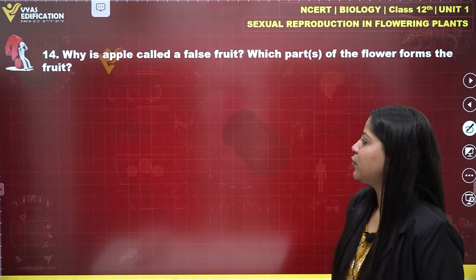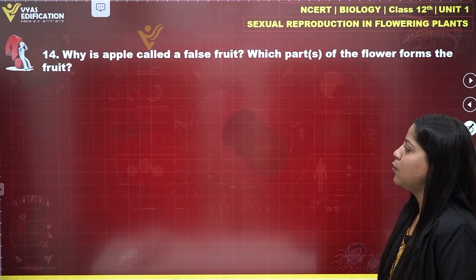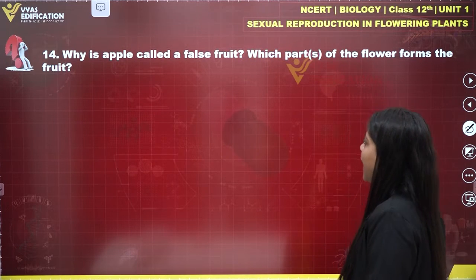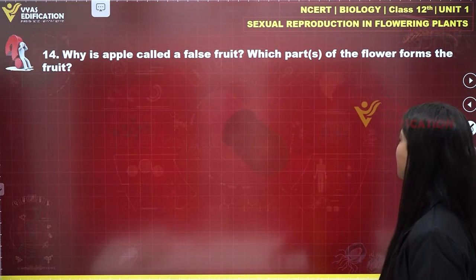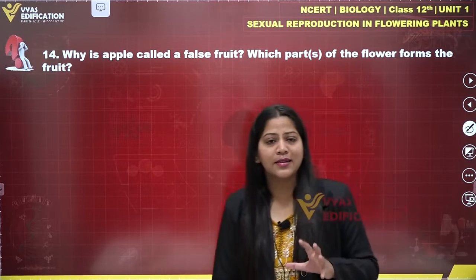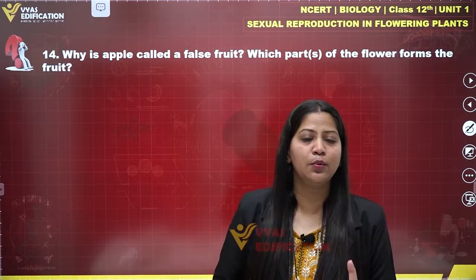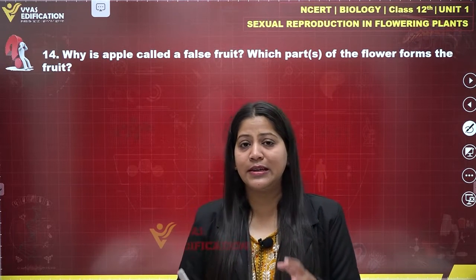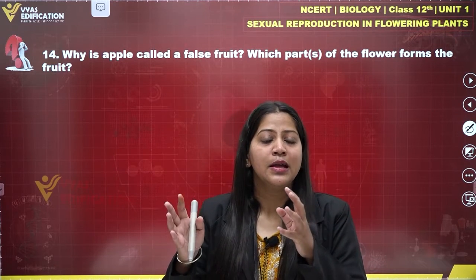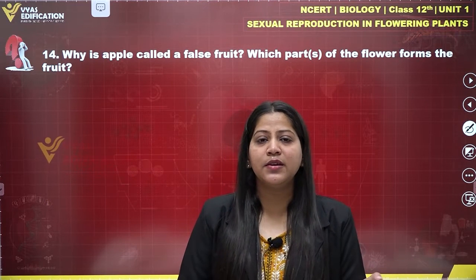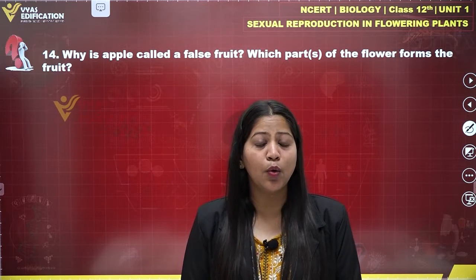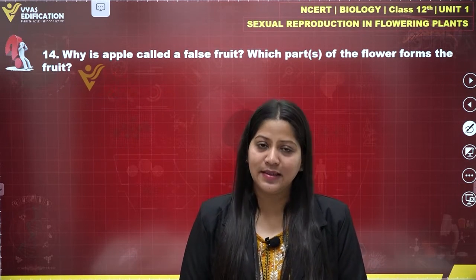Now moving on to question number 14, which is asking why is apple called a false fruit and which part of the flower forms the fruit? This is asking about apple only. First of all, to answer this question, we know that generally after fertilization in angiospermic plants, the ovary converts into fruit. The ovary of a female converts into fruit and the ovule converts into seed.